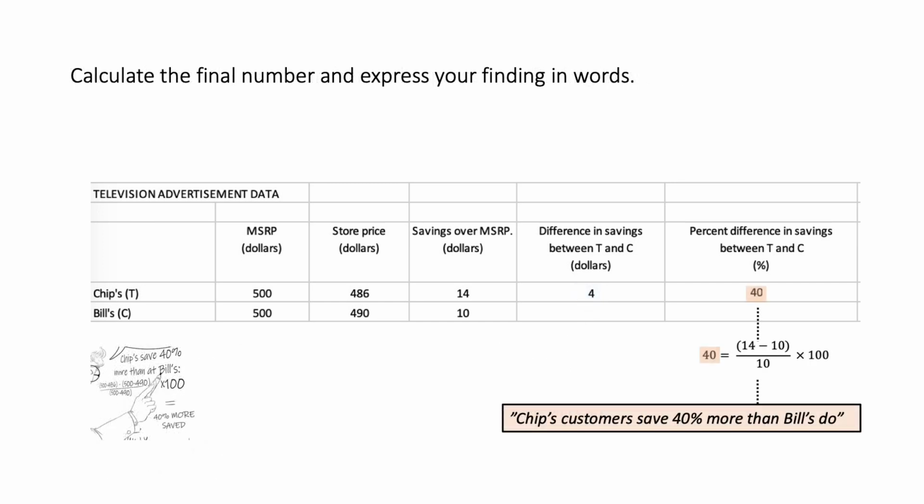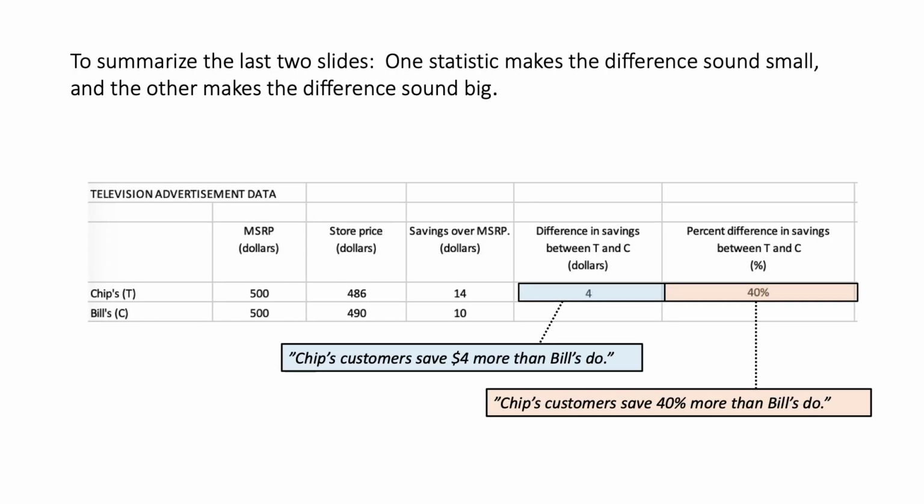Finally, calculate the percent difference in savings between the 2. You get a value of 40. That means that Chips customers save 40% more than Bill's do. So let's summarize those last 2 slides. One statistic, the one on the left, $4, makes the difference sound small, and the other on the right, 40%, makes the difference sound big.